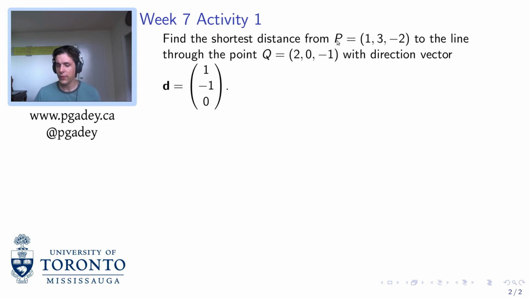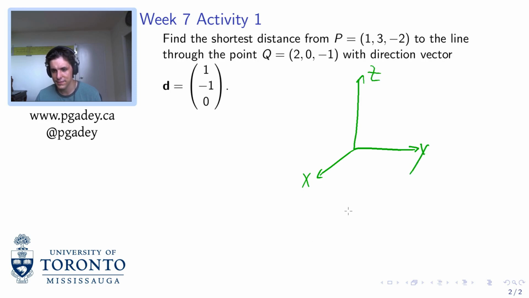Now, if I were presented with this problem, I might want to start drawing a 3D diagram of what's going on. I would draw our Cartesian coordinate system. I'd draw the point P. I'd draw the point Q. And then a vector representing D. And I'd get a situation that looks like this.